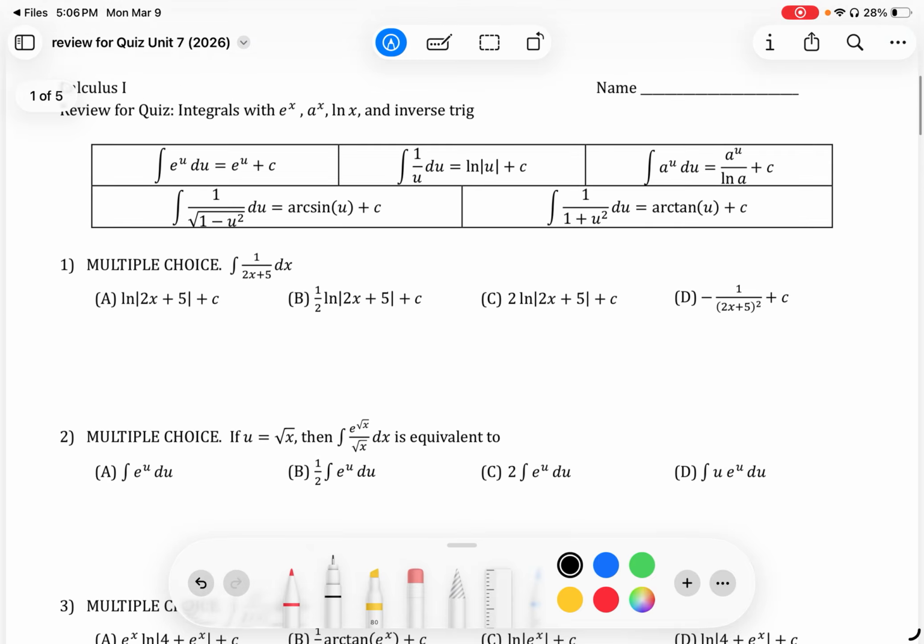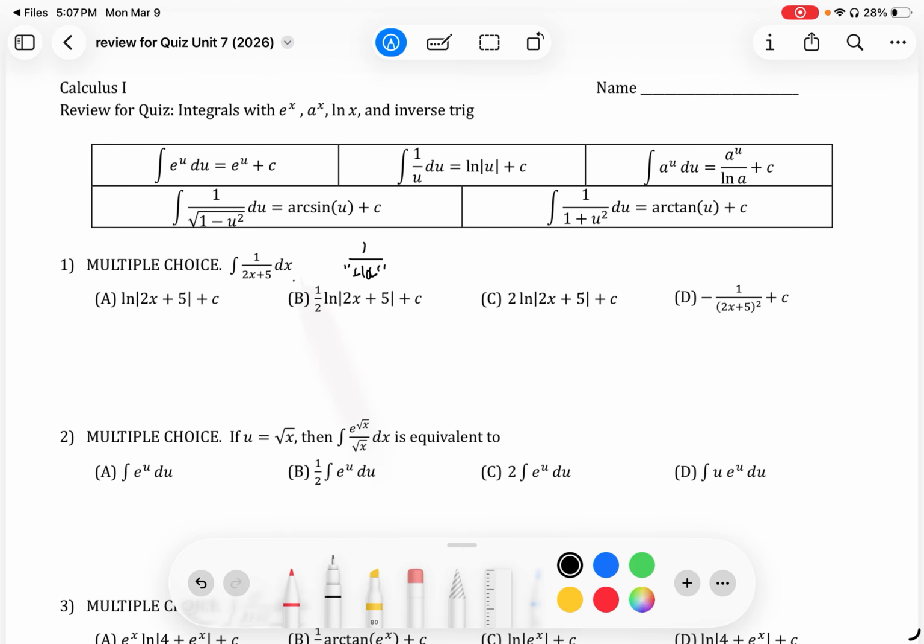All right, so looking at this first problem, looks like I've got 1 divided by a linear function. So anytime you've got a linear function that's been plugged into another function, so really what I have is 2x plus 5 that's been plugged into the 1 over blob function, right? I've replaced it in there for 1 over blob. So that looks like it's going to be a natural log.